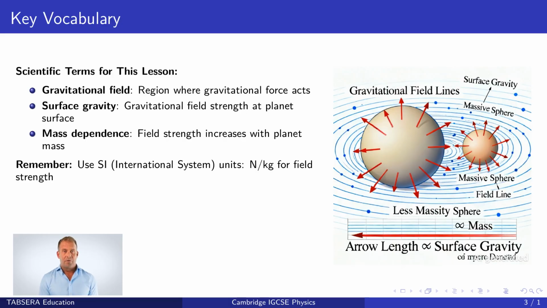Now let's define our key vocabulary. Each term is essential for understanding this lesson. First, gravitational field, which means the region around a massive object where gravitational force acts on other masses. Second, surface gravity, which means the gravitational field strength measured at the surface of a planet or moon. Third, mass dependence, which means that gravitational field strength increases when the planet's mass increases. Understanding these terms precisely is crucial. We measure gravitational field strength in newtons per kilogram, written as N per kilogram.